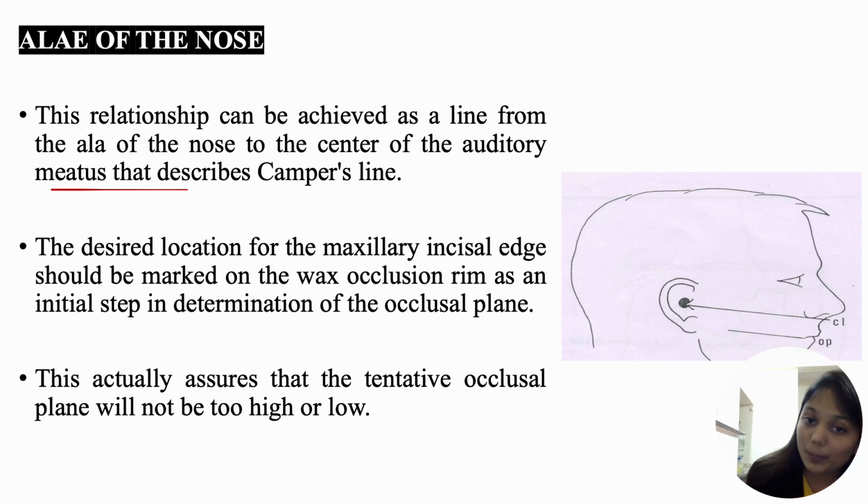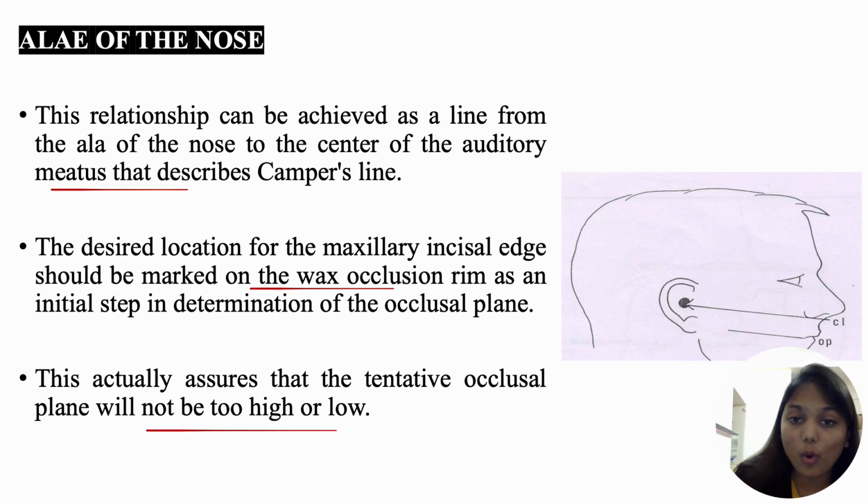Jaw relation cannot be completed without marking this ala-tragus line and Camper's line. The desired location of the maxillary incisal edge should be marked on the occlusal rim as an initial step to determine the occlusal plane. Now this actually assures that the tentative occlusal plane will not be too high or low.